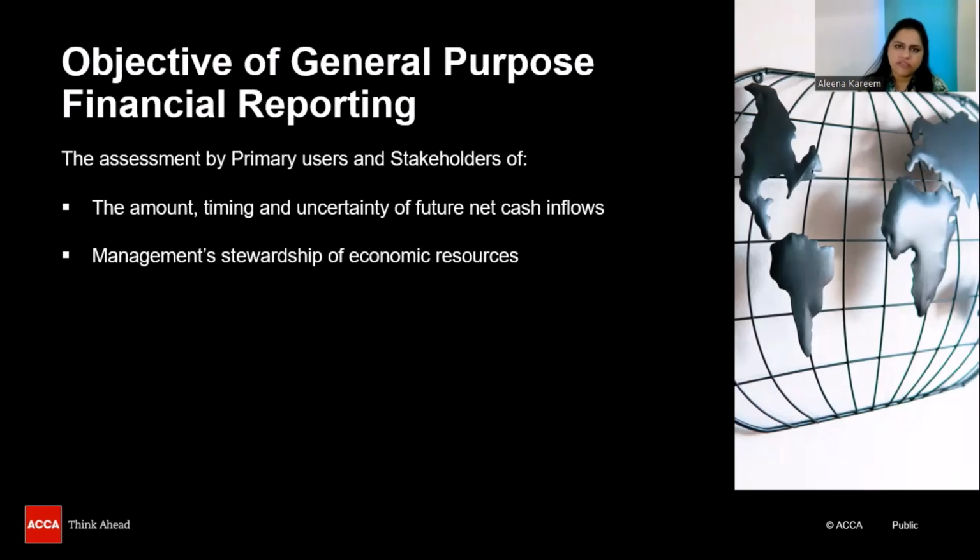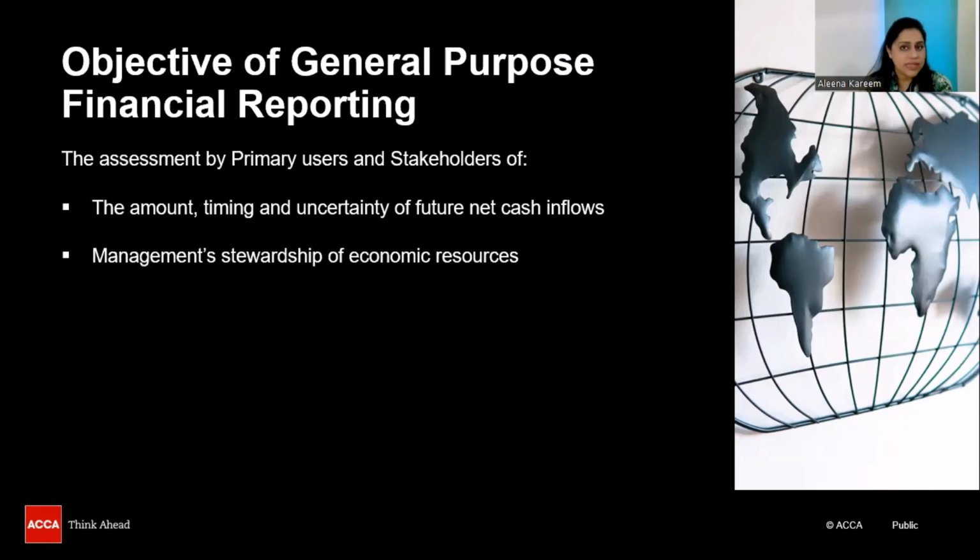And what are they looking for? They are looking for the amount, timing, and uncertainty of future net cash flows. If we talk about assets, the definition of assets in itself fulfills this first criterion, which says that we are going to talk about the net cash flows which are going to come into the business.